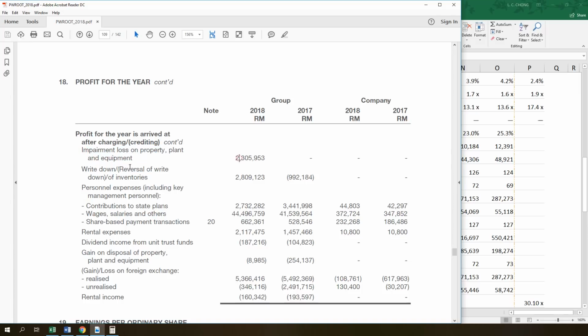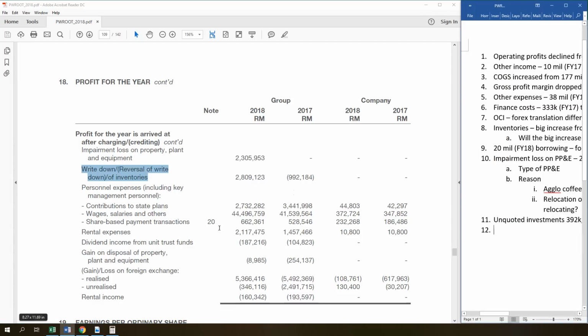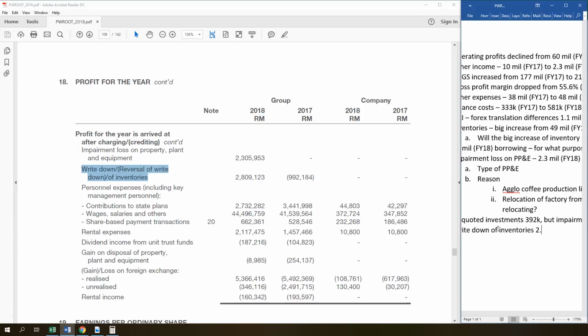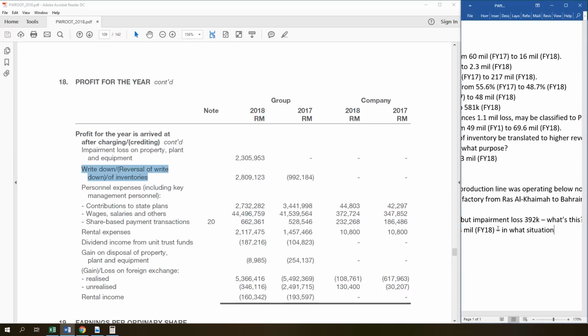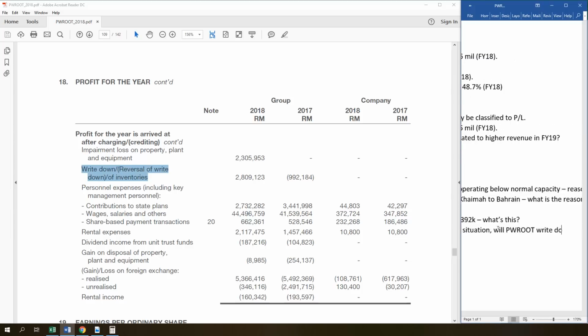Impairment loss, okay. We see this. Write down of inventories 2.8 million. Alright, something to ask them. In what situation will Power Root write down inventories? Something to ask during AGM.